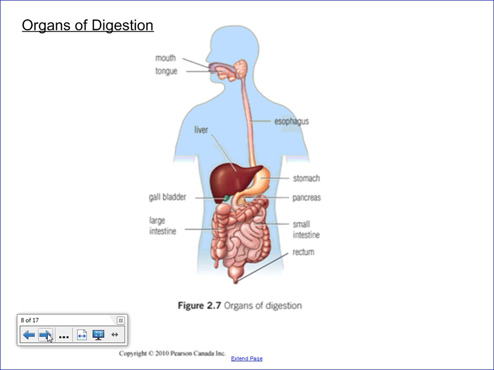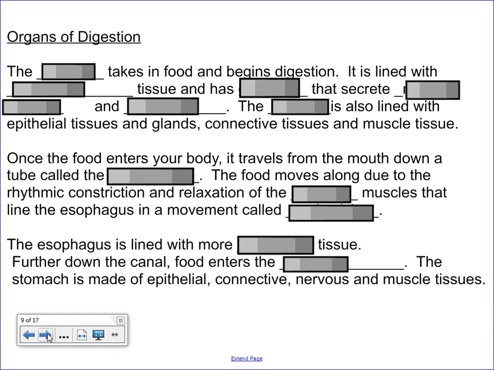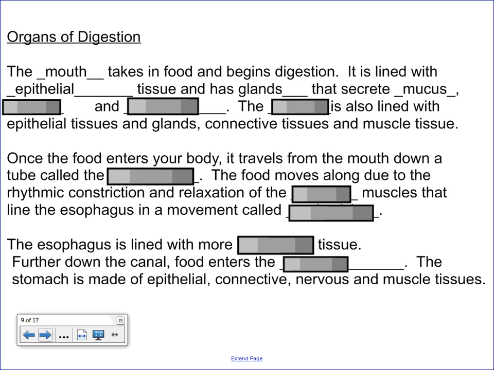The next series of organs that we'll talk about are those involved in digestion. So this diagram just outlines the main organs involved in that process of digestion. So within digestion now, it all begins in the mouth. The mouth takes in food to begin digestion. Your mouth is lined with epithelial tissues, and has glands that will secrete mucus, saliva, and enzymes.